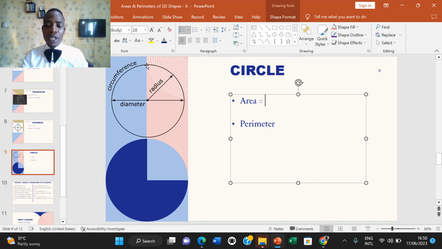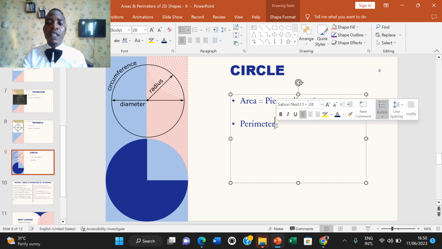The area of a circle is pi. Pi is 22 over 7 times the radius squared. Okay, so pi r squared. That's the area of a circle.